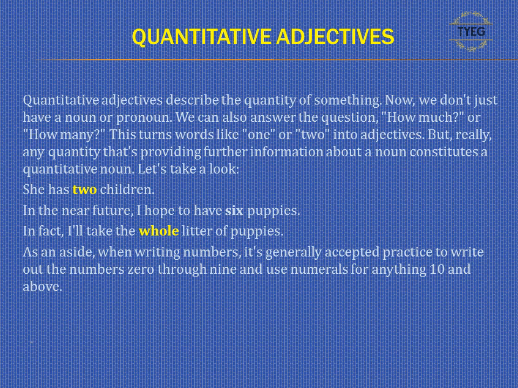Let's take a look. She has 2 children. In the near future, I hope to have 6 puppies. In fact, I'll take the whole litter of puppies. As an aside, when writing numbers, it's generally accepted practice to write out the numbers 0 through 9 and use numerals for anything 10 and above.